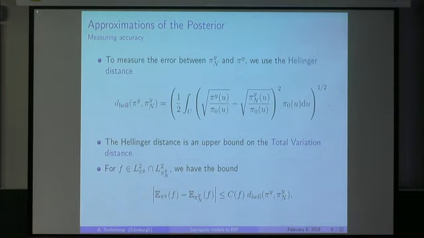So the reason that we like the Hellinger distance is that it automatically gives us a bound on the total variation distance, and it also gives us a bound on the error in expected values. So if you have the function f that's square integrable, both with respect to the true and the approximate posterior distribution, then you can bound this error in the expected values directly in terms of the Hellinger distance, which is also nice.